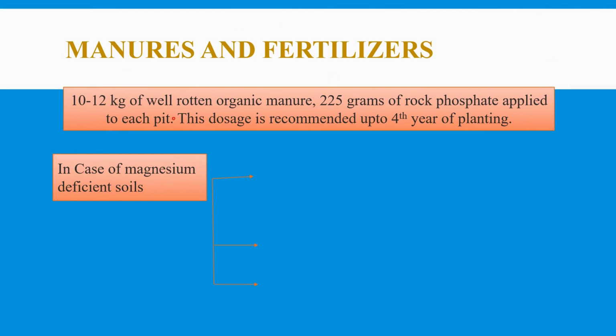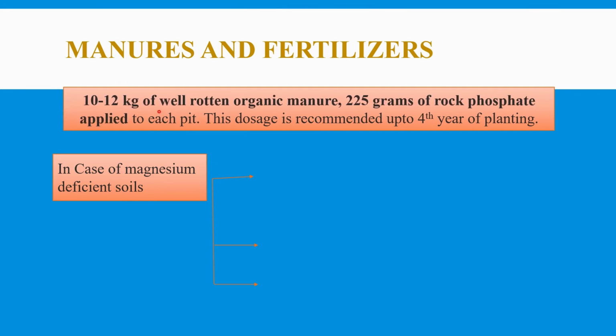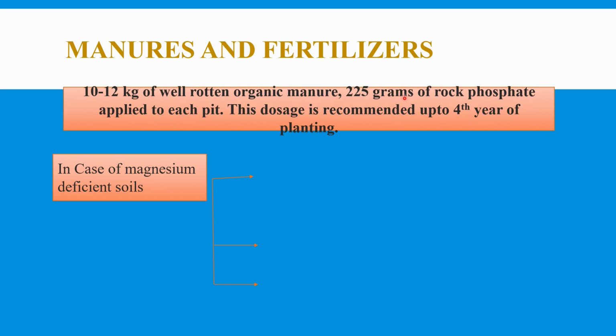Coming to the manures and fertilizers of the rubber plantation, it is very important that manures like 10 to 12 kg of rotten organic manure and 225 grams of rock phosphate be applied for each pit. The dosage of this can be recommended up to the 4th year of the planting.